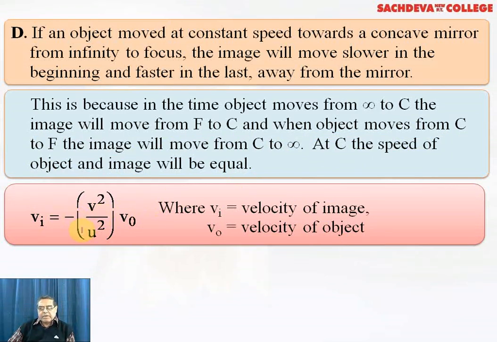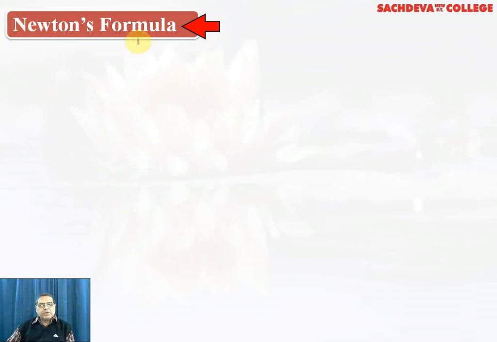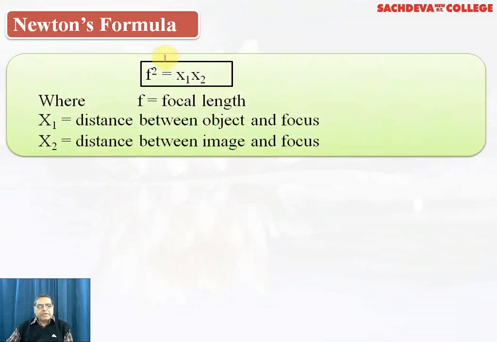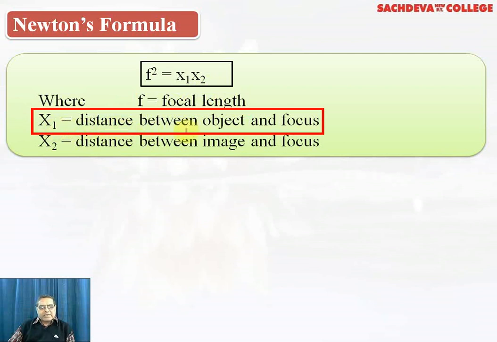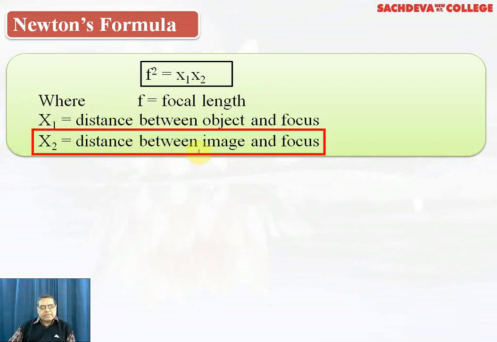Now, this relation is given. Vi is the velocity of the image, V naught is the velocity of the object, and Vi is given as minus V square over U square multiplied by V naught. Now we come towards Newton's formula. Newton's formula is indicated as f square is equal to x1 x2. That is, f square is equal to x1 x2. f stands for focal length, x1 is the distance between the object and the focus, and x2 is the distance between the image and the focus.